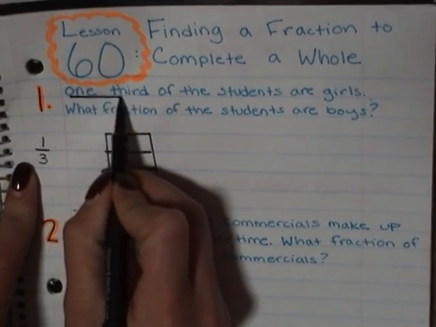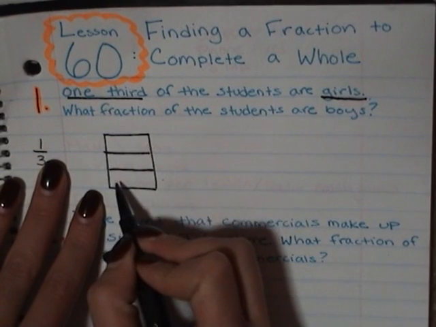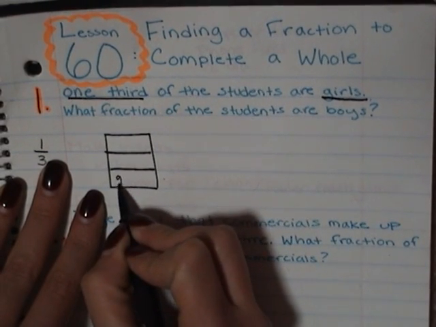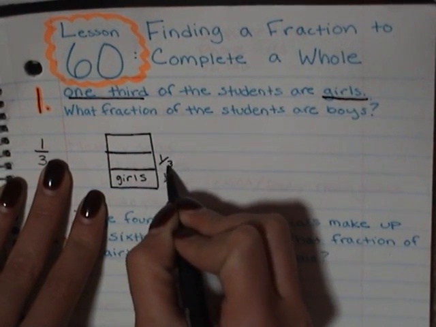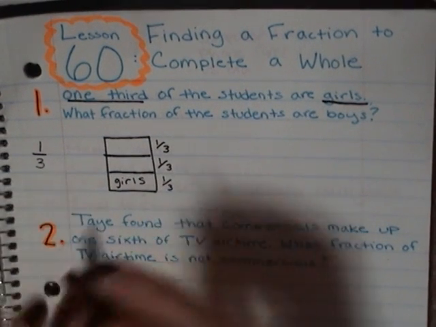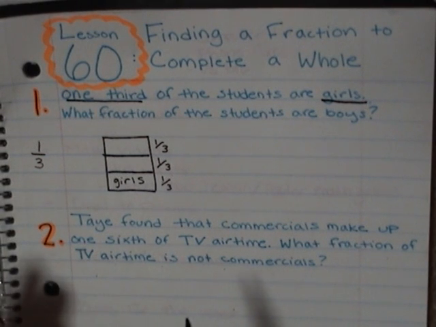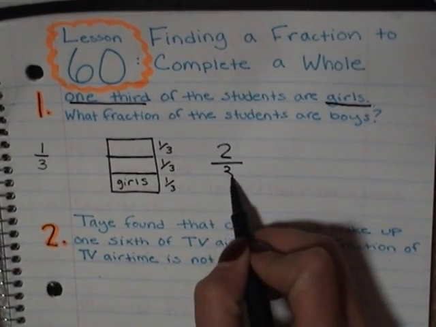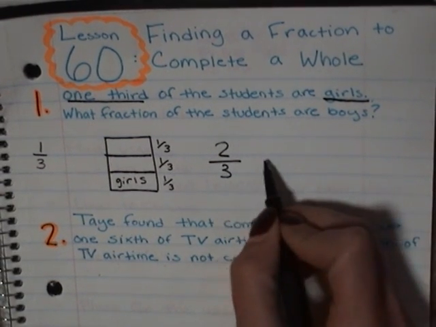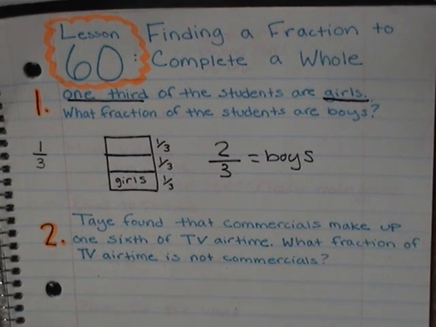And when I go back to my problem, it tells me that 1/3 of the students are girls. So I'm going to label just one of these 3 parts girls. And I can write 1/3, 1/3, 1/3. So now, if I look at my rectangle here, what fraction of this rectangle is not girls? Well, if I count 1 and 2/3, I now know that 2/3 of my rectangle equals the boys. So my answer would be 2/3.